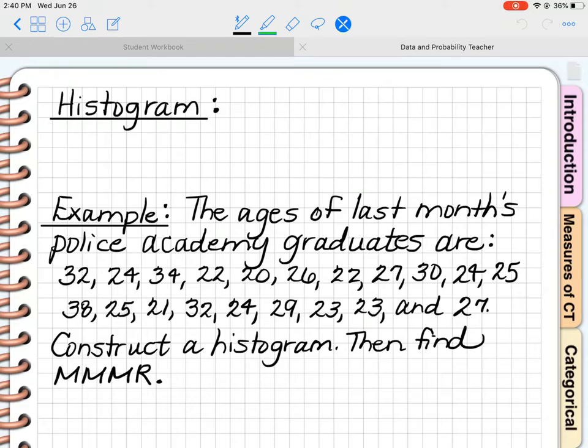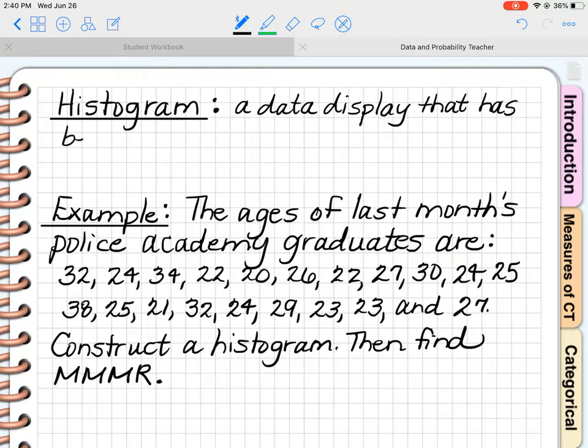A histogram is a data display that has been divided into intervals. And I'll show you what interval means in just a second.